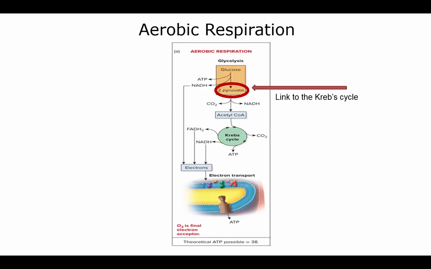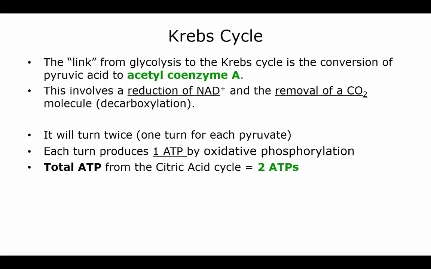Let me go back and show you that again. The 2 pyruvates is what links it to the Krebs cycle, okay? That are made when glycolysis splits glucose into 2 pyruvates. So that's the link. And when it's split, it converts it to acetyl coenzyme A. That means that we're going to reduce the NAD and make the NADH, and remove the carbon dioxide molecule with it, which is decarboxylation.